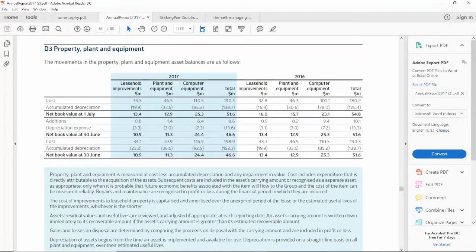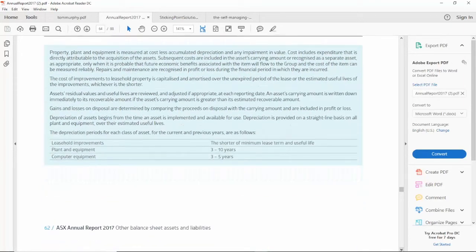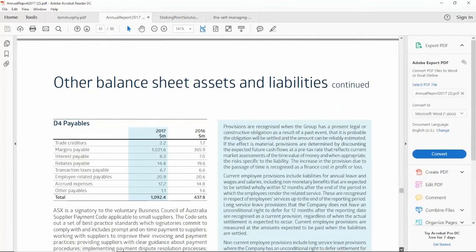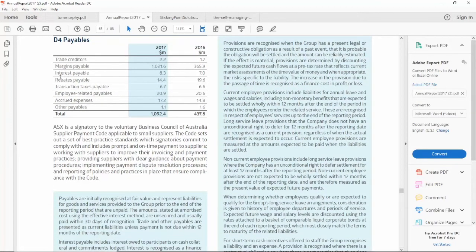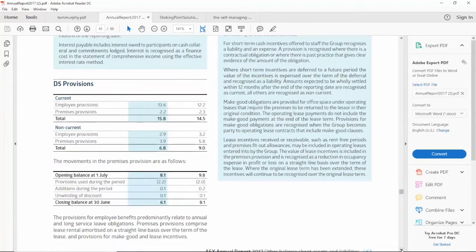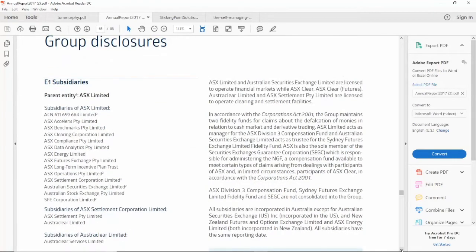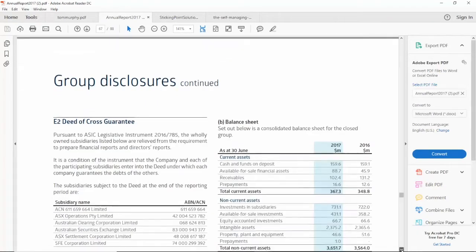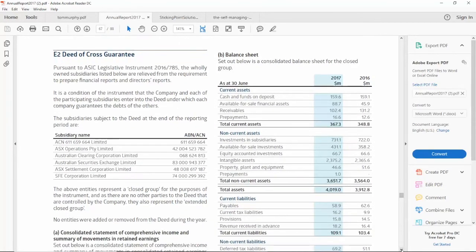Property, plant, and equipment. Again, stock exchange, nothing of major note here. Already talked about the margins payable above, which is the gigantic bulk here. Nothing of major note here. Talks about their subsidiaries. I actually had never come across this term before, so that was interesting to me, but it essentially means that these companies do not have to report their financial earnings because they're subsidiaries of the bigger parent company, which is ASX.